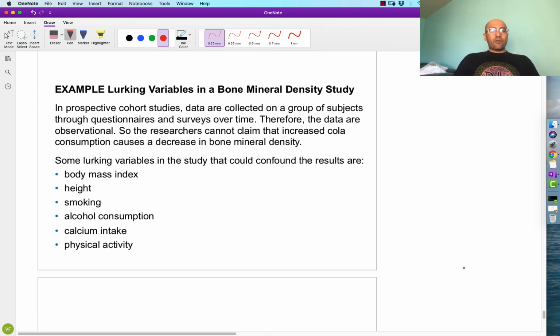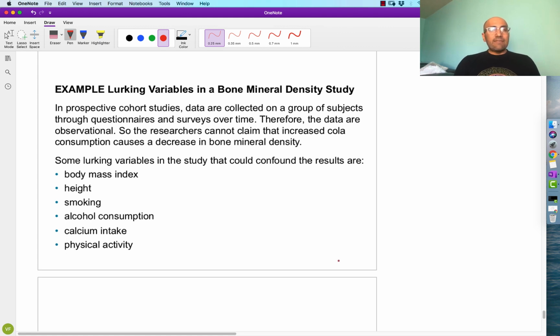In prospective cohort studies, data are collected on a group of subjects through questionnaires and surveys over time. Therefore, the data are observational. So the researchers cannot claim the increased cola consumption causes a decrease in bone mineral density. Some lurking variables in the study that could confound the results are body mass index, maybe their height, smoking, alcohol consumption, calcium intake, and then physical activity, right?